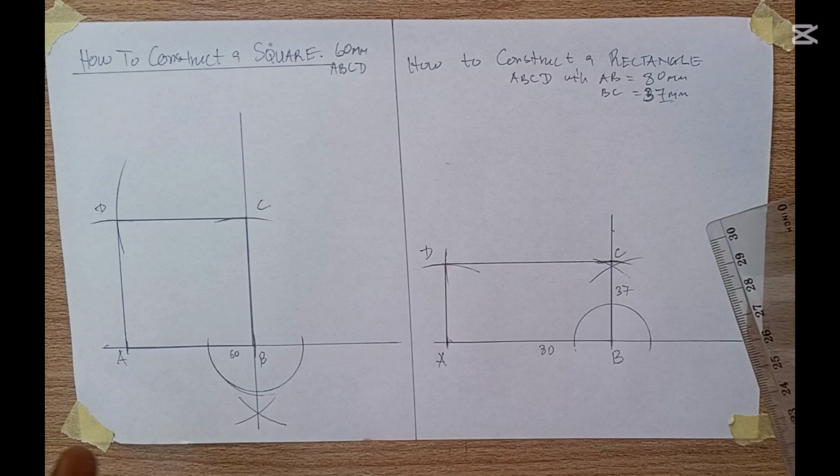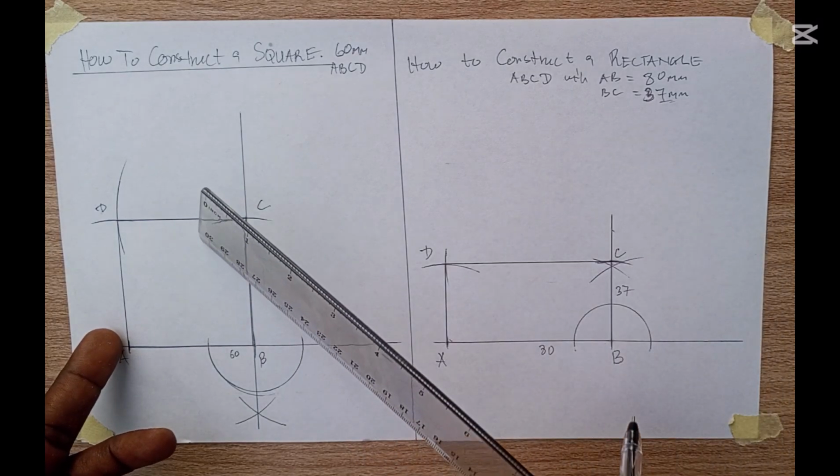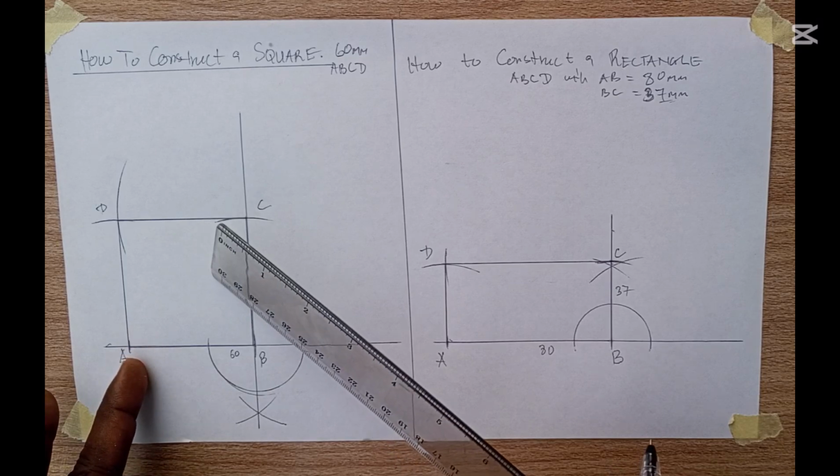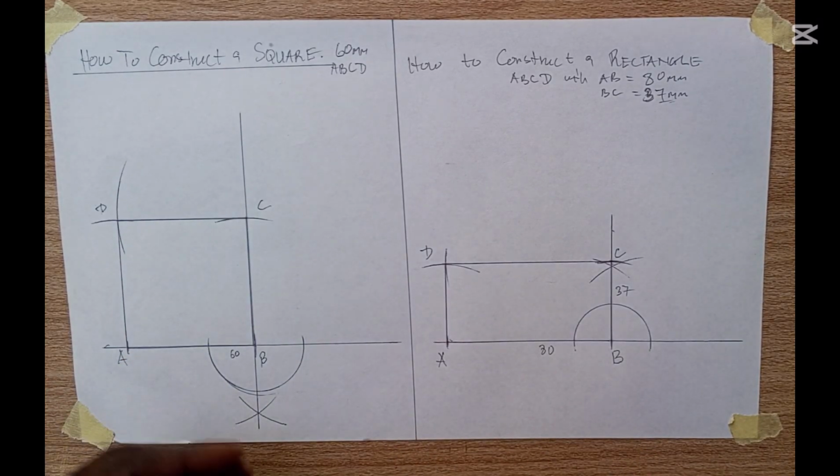What about if we are asked to construct a rhombus? No, a rhombus is just a slanted square. Yes, under here now I'll show you how we go about that.